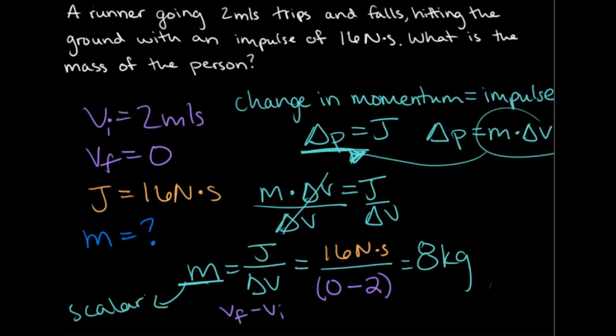So it doesn't have a direction. It can't be positive or negative. So it's just going to be 8 kilograms. And it comes out to kilograms because down here this is really meters per second. And that N stands for kilograms times meters per second squared. And so whenever all the units cancel out together, you're left with kilograms. So that's the final answer.